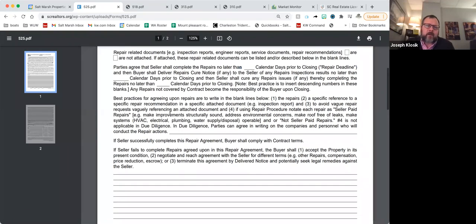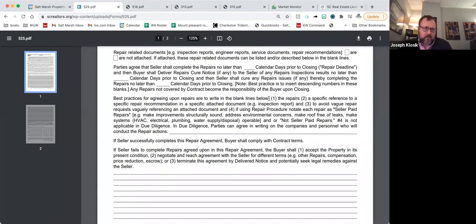Best practices say the agreed-upon repairs are written in the blanks below. Include a specific reference to a repair recommendation, avoid vague repair requests, and reference an attached document. If using the repair procedure, notate that repair as seller paid repairs. Again, I don't think you need to notate seller paid repairs, because the only thing you're putting on here are repairs you're expecting the seller to make.